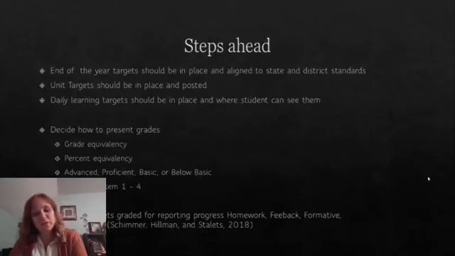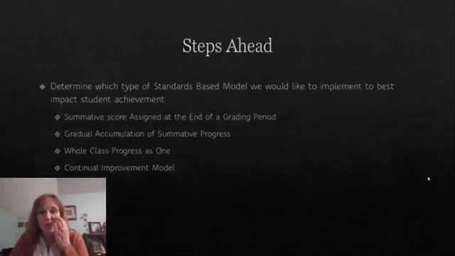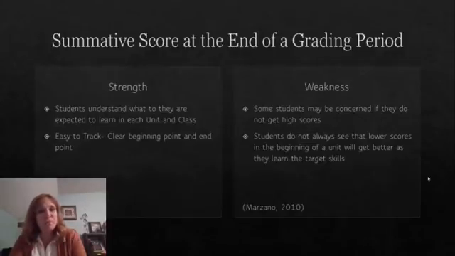And Marzano agrees with that. As we look ahead, we also want to determine which type of standards-based model we'd like to implement in order to have the best student impact on achievement. There's a summative score assigned at the end of a grading period, the gradual accumulation of summative progress, the whole class passes on as one, or the continual improvement model.